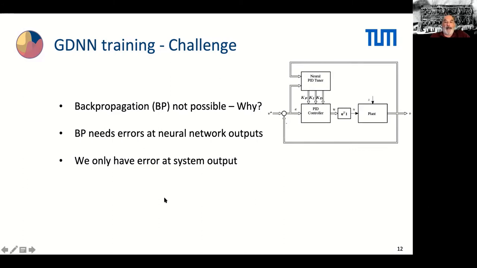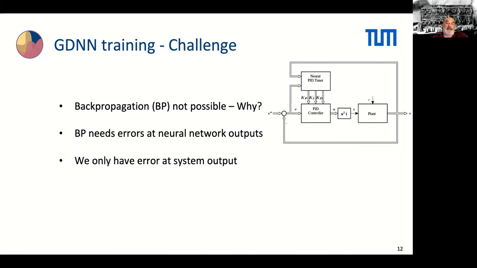And why? Well, if you are training a neural network, it's usually a supervised learning methodology. And it means if you want to train for the correct values of KP, KI, and KD, we have to have the true values available. But since we don't have them, we can't really feed them in here.